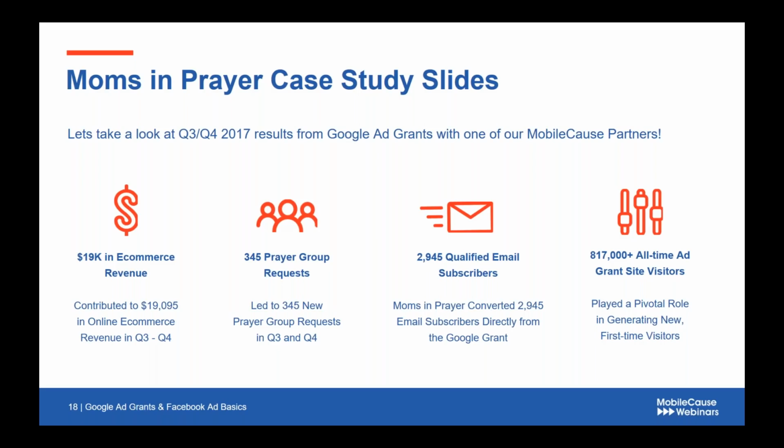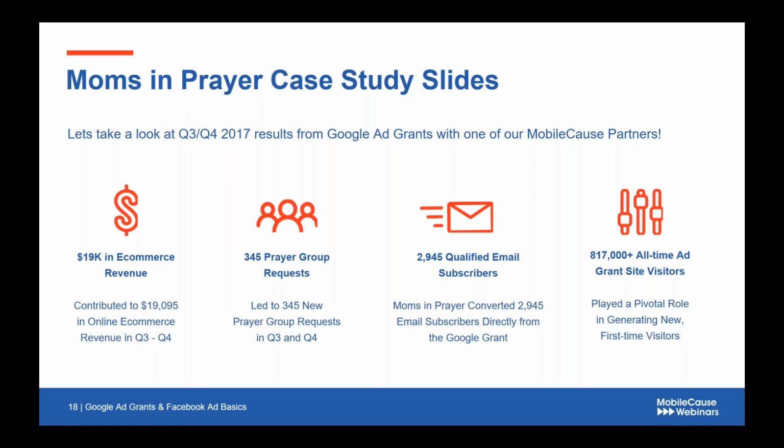Well, first, we were able to help drive $19,000 in e-commerce revenue. A lot of that was actually online store sales. Side note, if you do sell online products or just things that are tangible that people can actually buy, and the revenue from it directly supports your mission, the Ad Grant can be a phenomenal tool for driving more of those sales. But then some of this e-commerce revenue was also donations, but just a very significant number from this Google Ad Grant. Next, 345 prayer group requests.